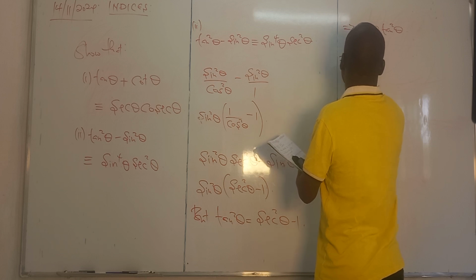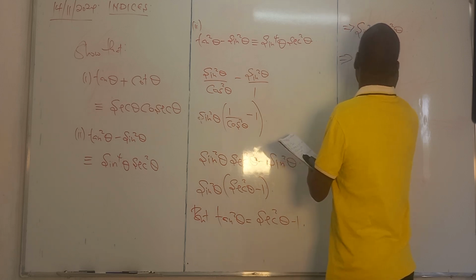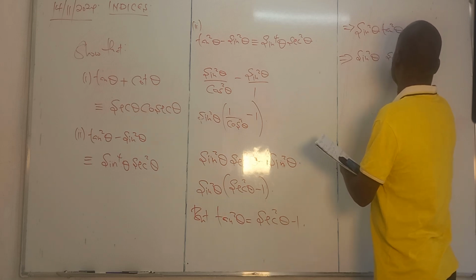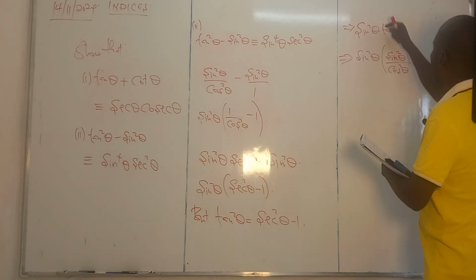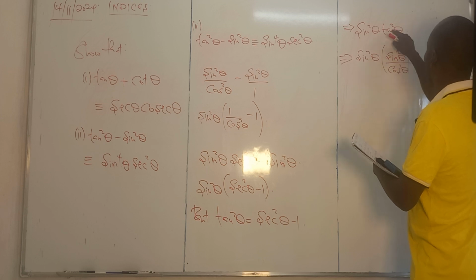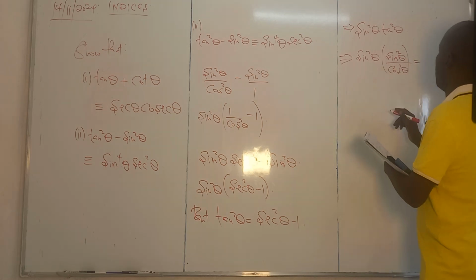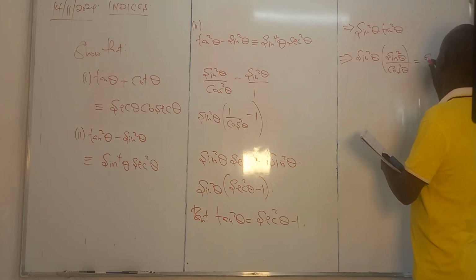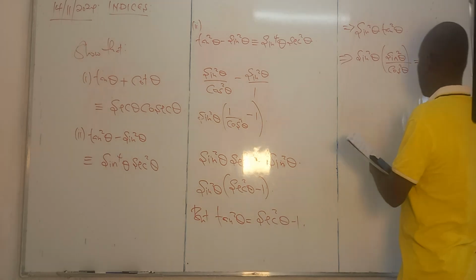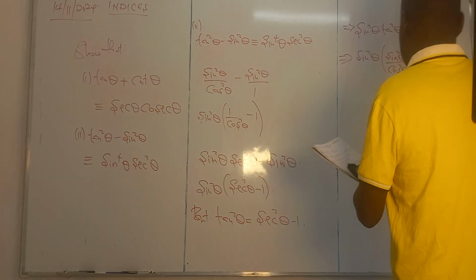So we say here, sin squared theta times sin squared theta all over cos squared theta, because another way of rewriting tan squared theta is sin squared theta over cos squared theta. And that then means I'll be having sin raised to power 4 theta over cos squared theta.